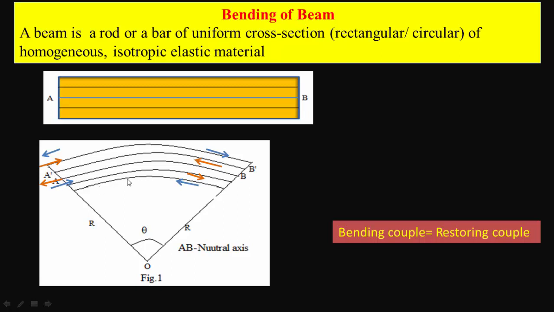On the other hand, if we consider the filaments in the lower portion of the neutral surface, there is a contraction, a decrease in length of these filaments, and therefore the external forces are acting inside and the restoring forces are acting outside. So above the neutral surface the restoring forces are acting inwards, and below the neutral surface the restoring forces are in the outward direction. So these two forces will form a couple.